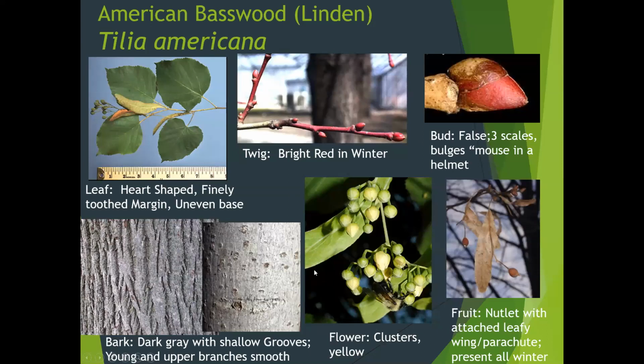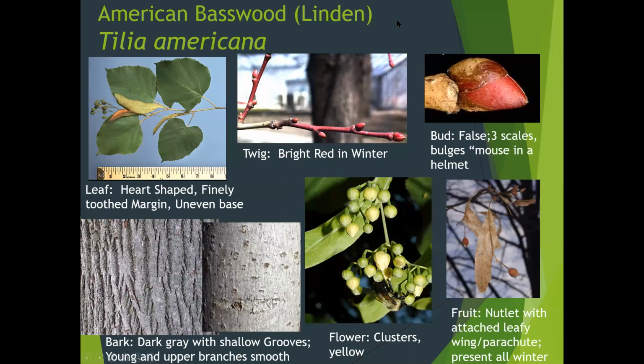So these are what the flowers look like, and you can see that even as the fruit is forming, they have this little wing that's attached to it. And these are called nutlets. The fruit is called nutlets, these little things on the end. So they will stay on the tree through the winter and then blow off in the spring. So they're very distinctive. Nothing else has fruit that looks like that.